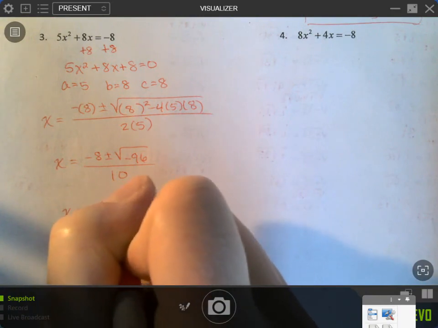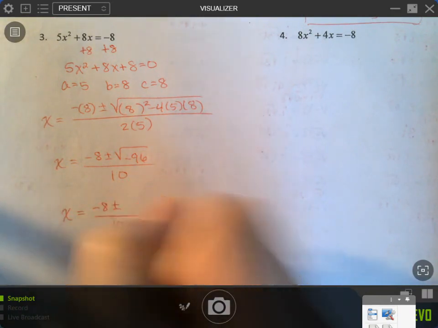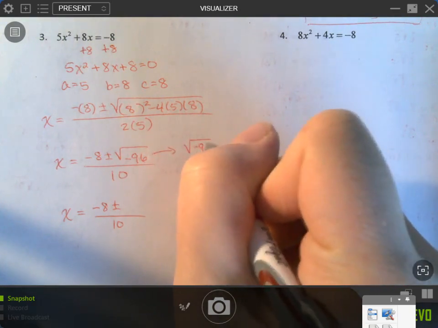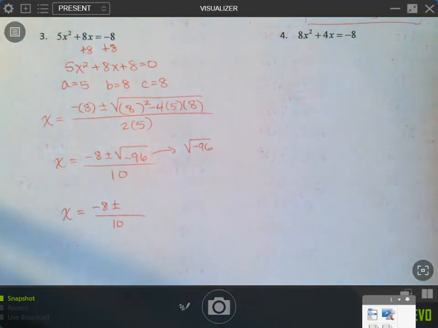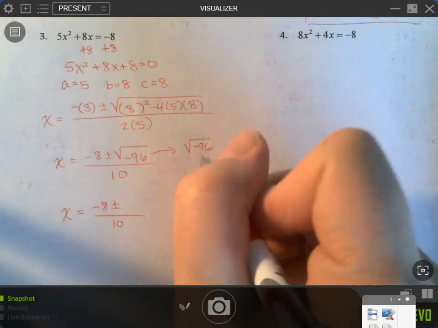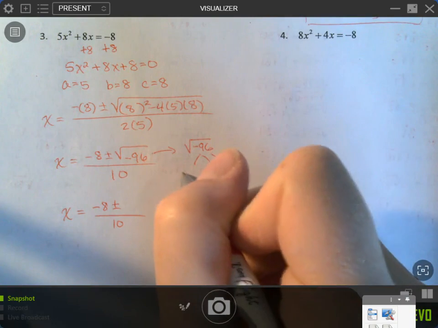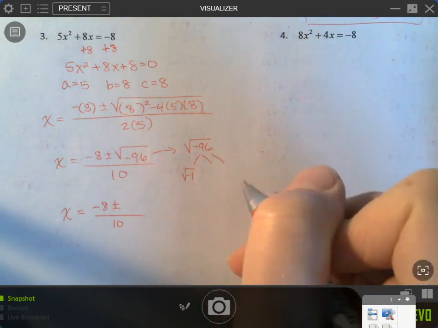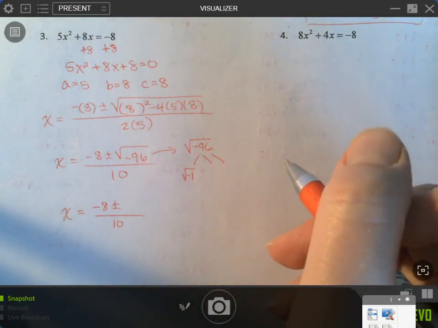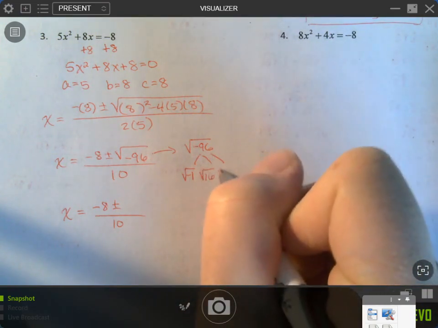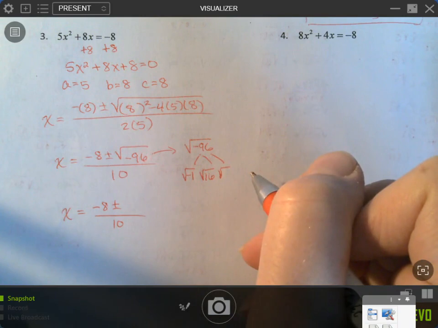It's negative 8 plus or minus something all over 10. I'm taking this off to the side and treating it like it's its own problem. So this square root of negative 96, I'm going to break it down. So this would be the square root of negative 1. And what's the perfect square that you guys found? Did you find what goes into 96? Happens to be 16 again. It seems to be a popular number. I think it's times 6.